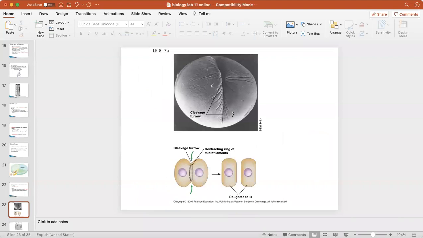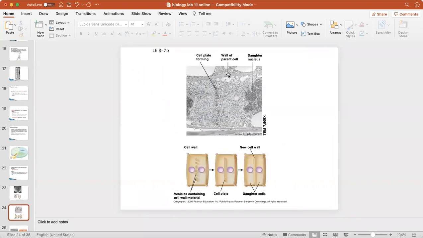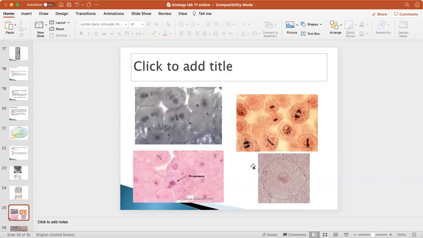So this is a look at the cleavage furrow that divides in animal cells. It's kind of like an indentation right before the cell will separate. There will be kind of an indentation of the plasma membrane. Whereas in plant cells, a cell plate will begin to form. And that cell plate will eventually just form a new cell wall between the two daughter cells.